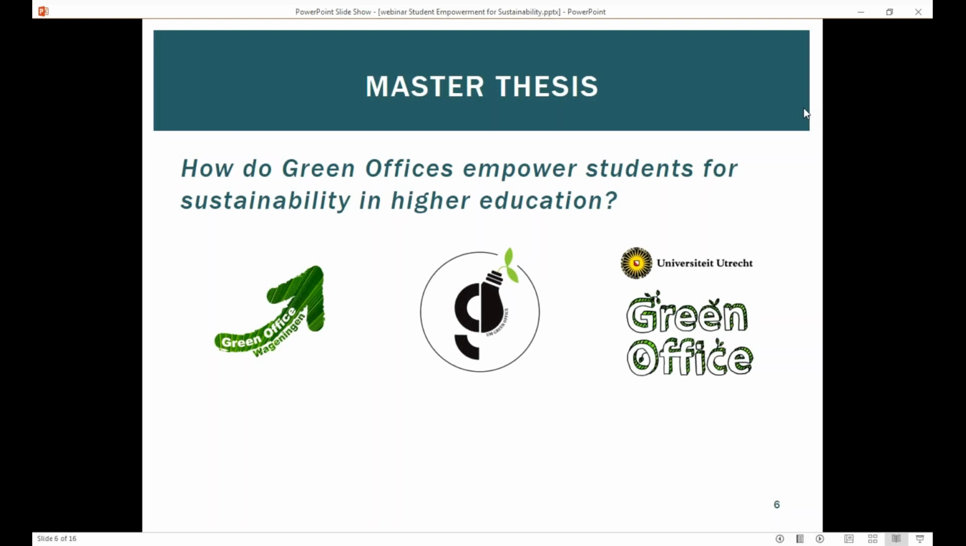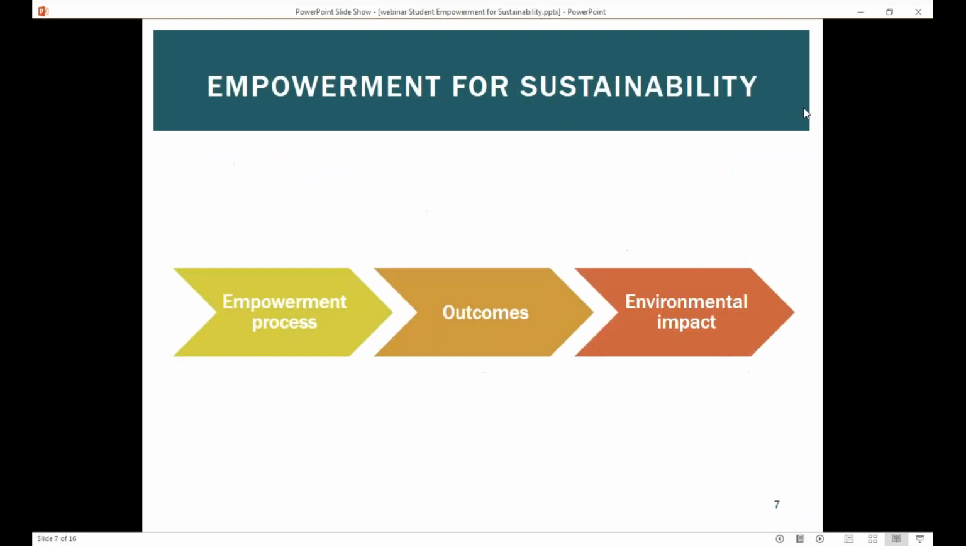So this is my research question. Then we have the three cases that I did. I researched the Green Office Wageningen, the Green Office Maastricht, and the Green Office of Utrecht. And this is how I structured my results. I did interviews and observations. And I divided the results into empowerment process, empowerment outcomes, and environmental impact.